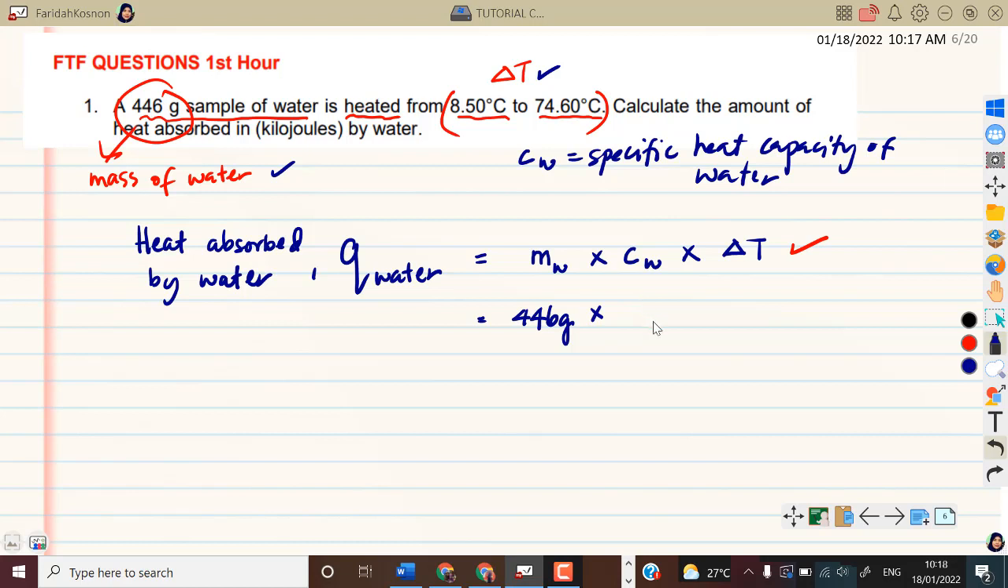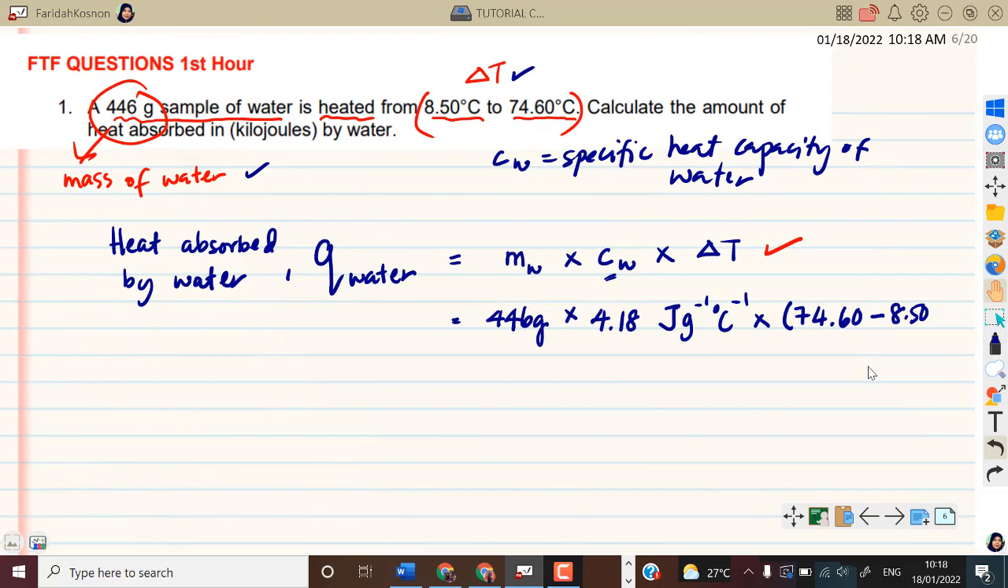Kalau tak ingat, tengok pada table of relative atomic masses and selected constant yang kita guna masa semester 1 yang ada dekat bahagian hadapan soalan tu kan. Okay, so the value of specific heat capacity of water is 4.18. Okay, joule. The unit is joule per gram per degree Celsius and times delta T. So you can calculate the delta T, final temperature minus initial temperature. So 74.60 minus 8.50 degree Celsius. Okay, alright.